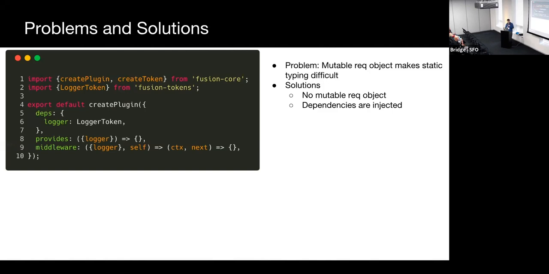And then you'll see our provides and our middleware function are dependency injected with that logger. And this all works with static typing, and you get really good type inference actually. So you don't even need to write the type of the logger. The type of that logger will be inferred from the fact that you depended on the logger token. So this is really valuable, especially when combined with topological sorting, because your logger will always be instantiated before your middleware is executed.